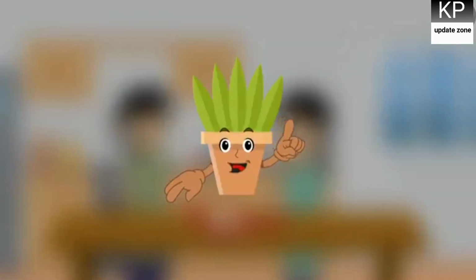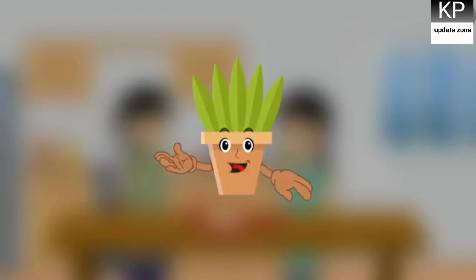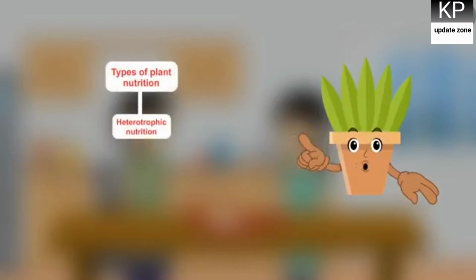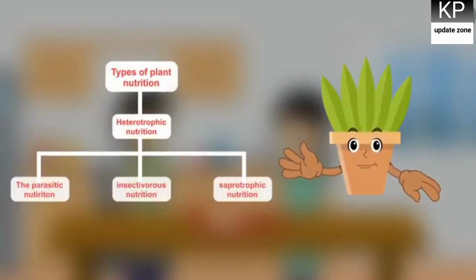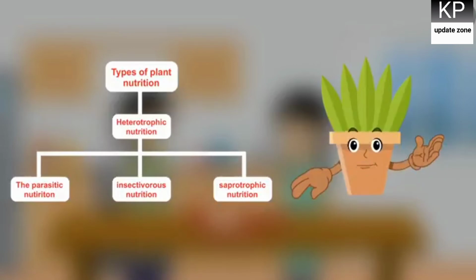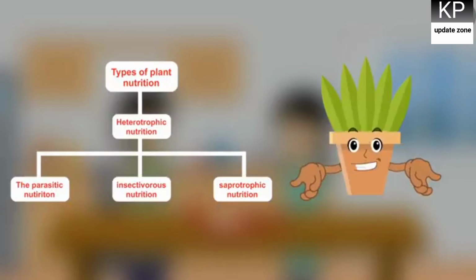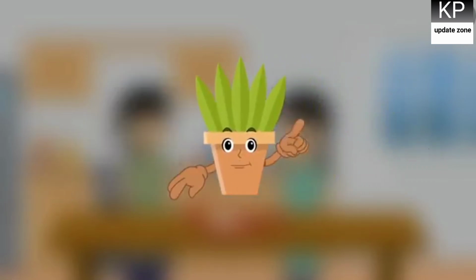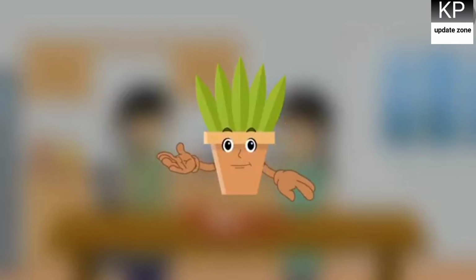Children, can you imagine how fungi eat decaying matter? In this video, you learned about 3 types of heterotrophic nutrition: the parasitic nutrition, insectivorous nutrition, and saprotrophic nutrition. Did you know that plants need the right type of minerals to grow to their proper size? What will happen if plants do not get enough carbon dioxide, oxygen, nitrogen? Their development will stop.